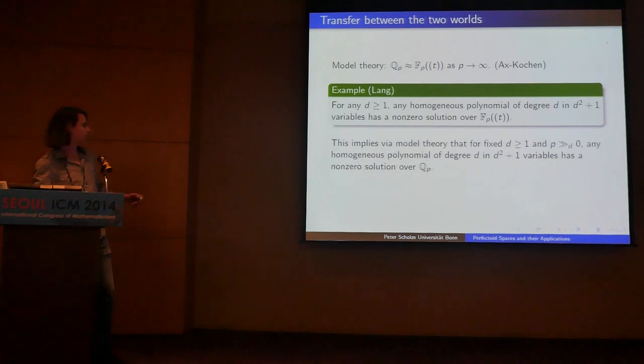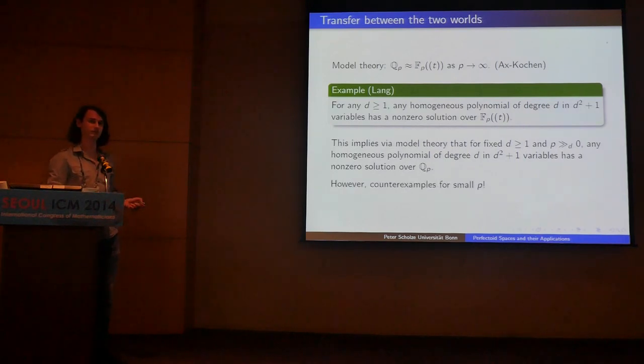Now, if you use this model theory statement of Ax–Kochen, you can show that if you fix the integer d, and you take p which is large compared to d, then any homogeneous polynomial of degree d in d squared plus 1 variables, again, will have a non-zero solution over Q_p. This way, you can transfer information from one field to the other. But there are counterexamples for small p. So if you're interested in a fixed p, this really gives you no information at all a priori.